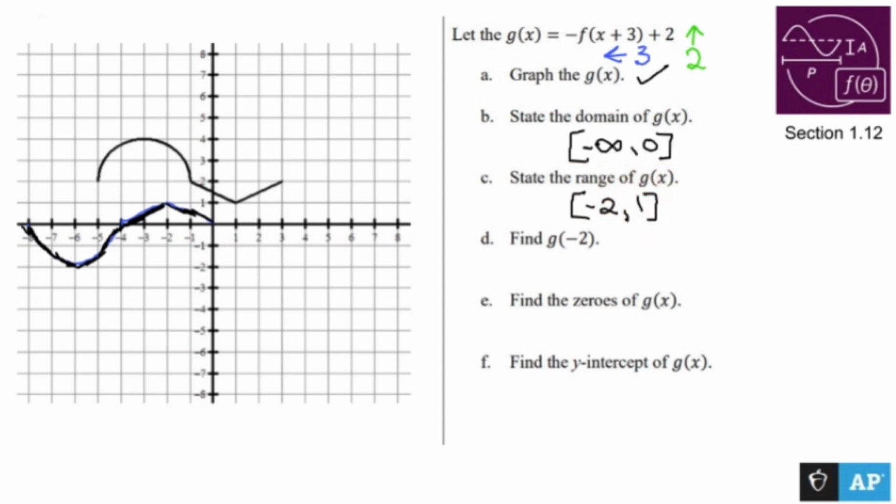Find g of negative 2. That means go to negative 2 and see where my g of negative 2 lives, and that appears to line up with a regular 1.